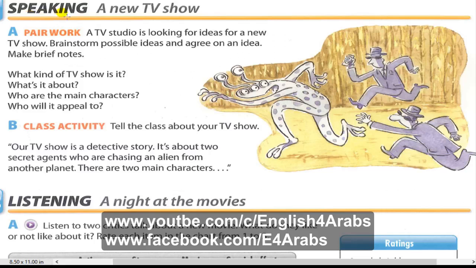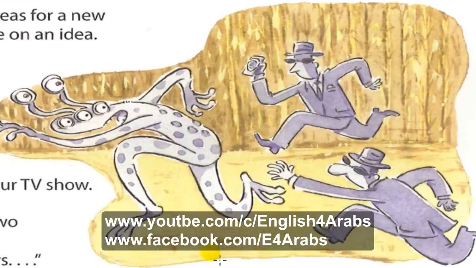Exercise 11. Speaking. A new TV show. A. Pair work. A TV studio is looking for ideas for a new TV show. Brainstorm possible ideas and agree on an idea. Make brief notes. Look at the picture. What do you see? You see two men. They are wearing black suits, black glasses. They have IDs.